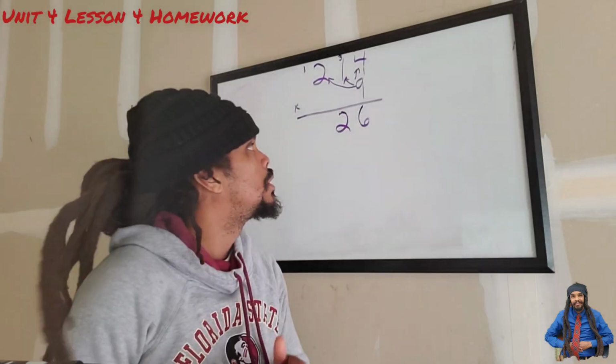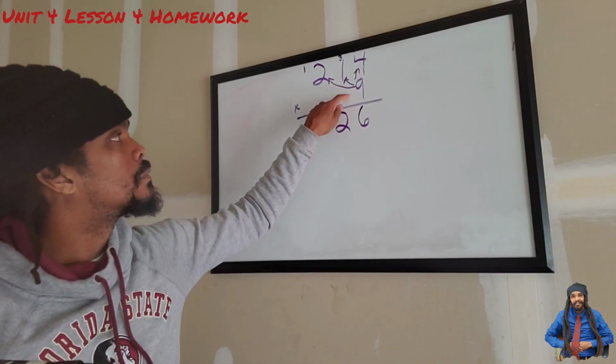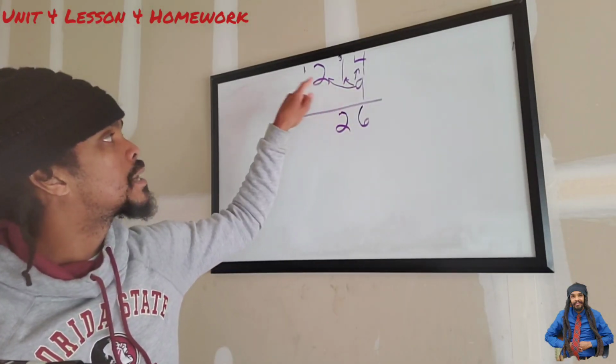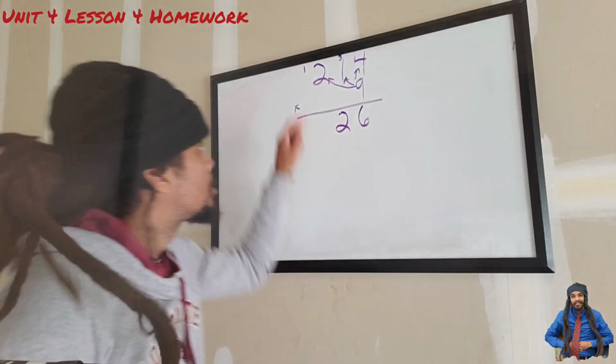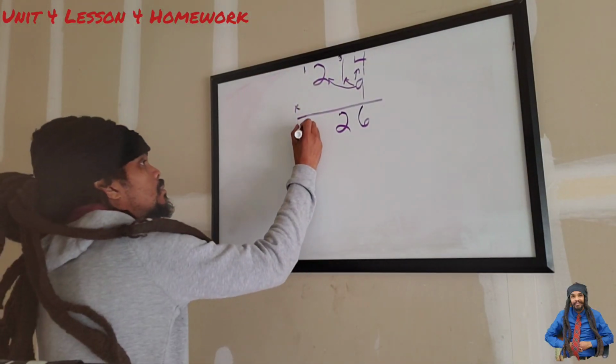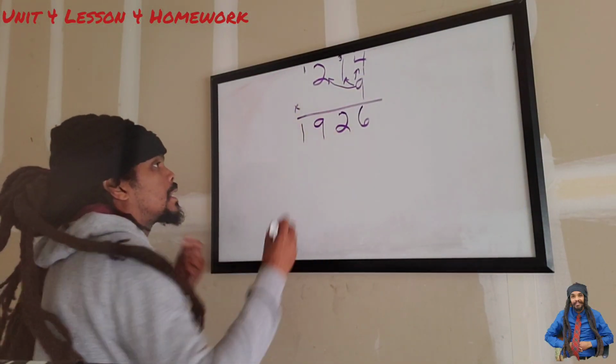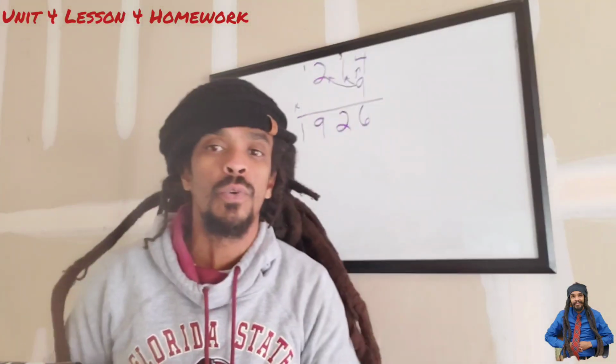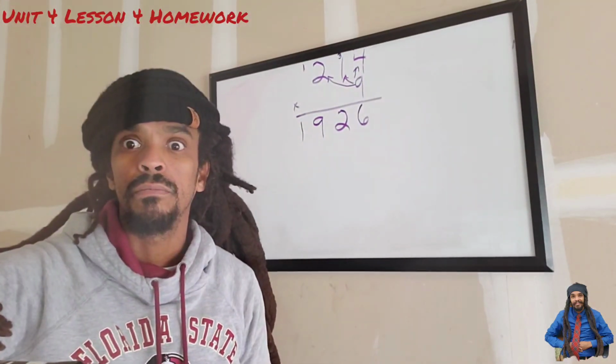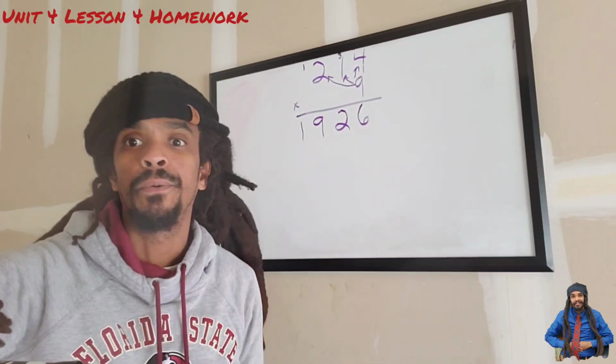And now we can go ahead and figure out what's next. 9 times 2 is 18, plus 1 is 19. So our answer is 1,926.